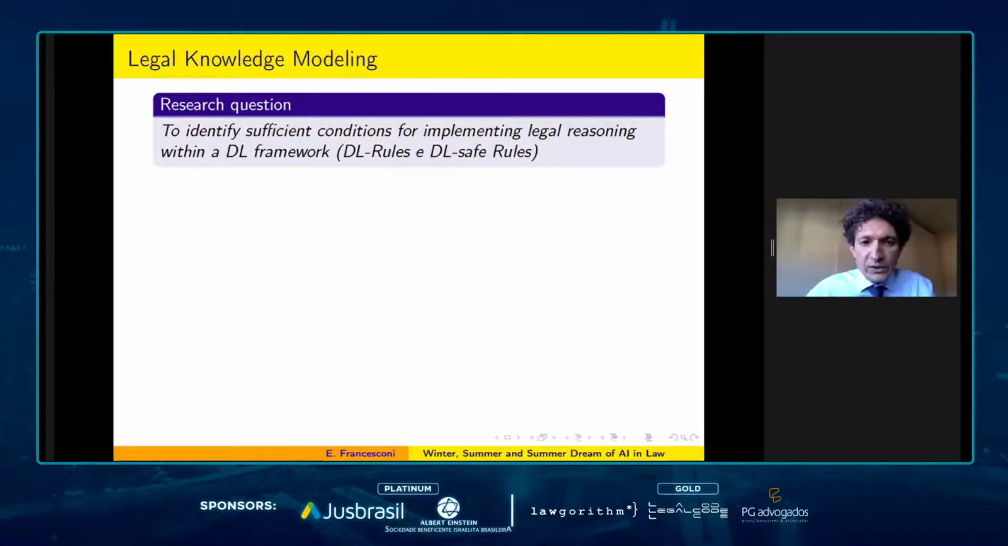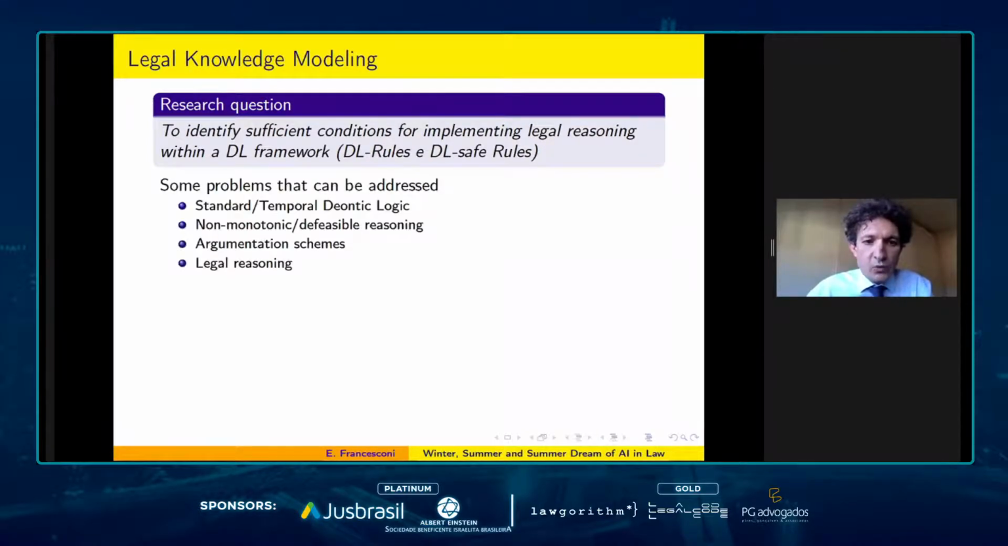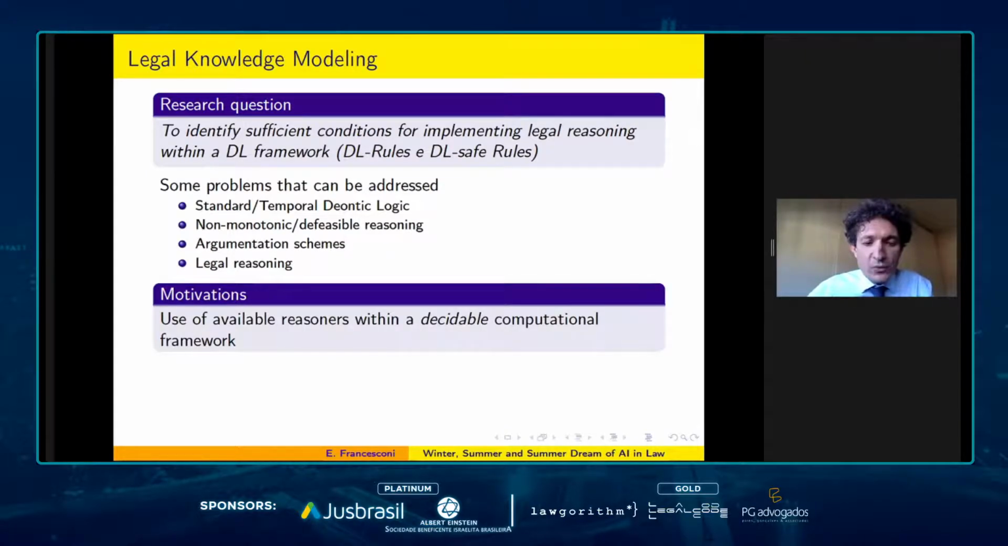Now, one of the research questions I think that has to be underlined is to identify sufficient conditions for implementing legal reasoning within the description logic framework. And in particular, for example, using also extensions to the classical description logic in terms of DL rules or DL-safe rules. We can address several problems within this framework: standard or temporal deontic logic, non-monotonic defeasible reasoning, argumentation schemes, and legal reasoning in general. The motivation is that we can use available reasoners within a decidable computational framework.